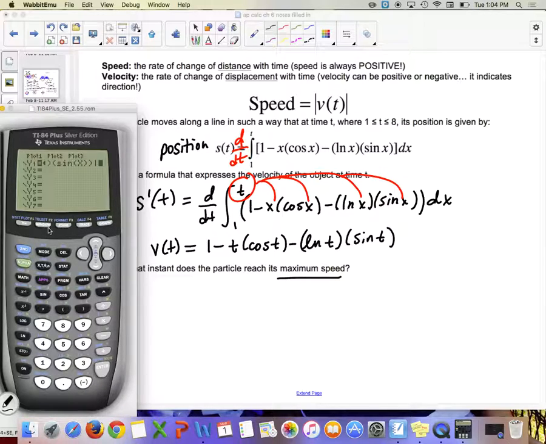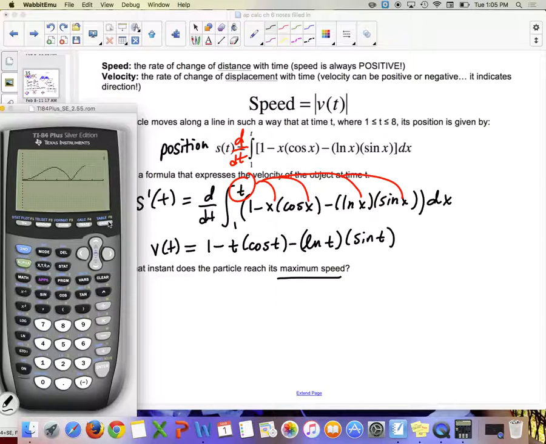I'm not going to quite hit graph yet. What should my window be, at least for the x's? What do you think? 1 to 10? Nope. Look at it. 1 to 8, right? Since you only have 1 to 8, I would make your window 1 to 8, just so you don't see anything that you're not supposed to actually use in your answer. All right, so then we hit graph. It goes kind of slow when there's an absolute value.